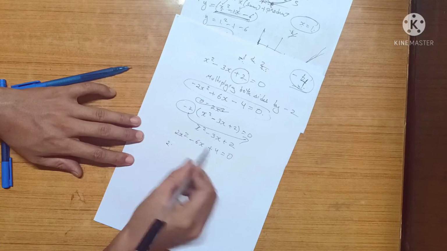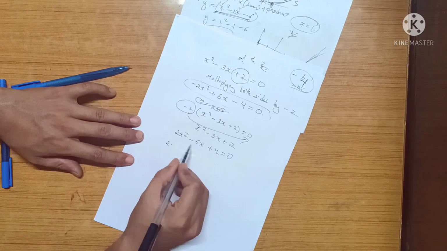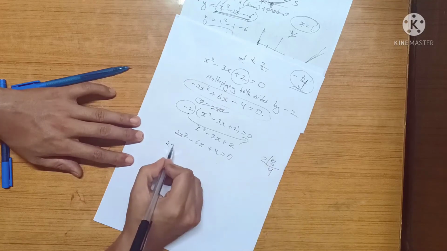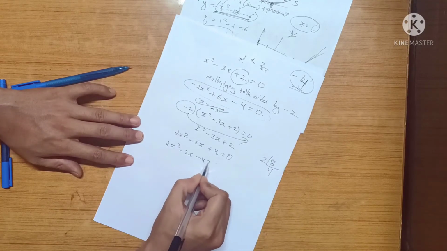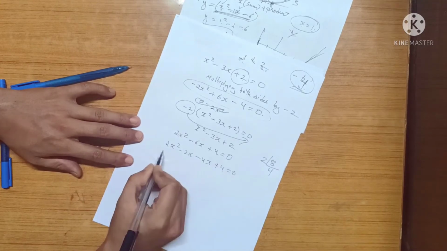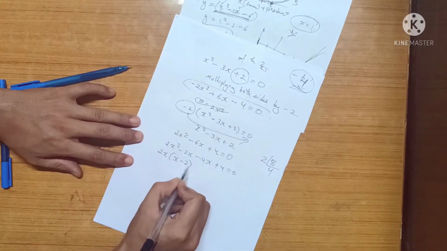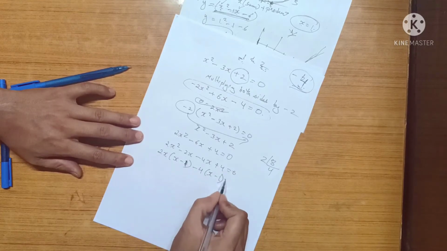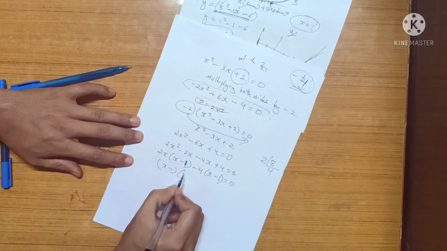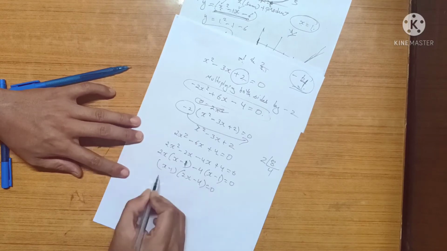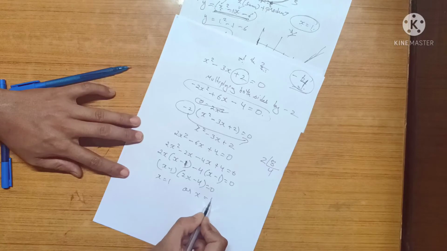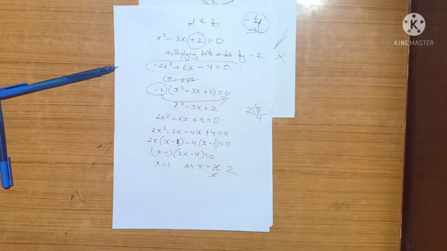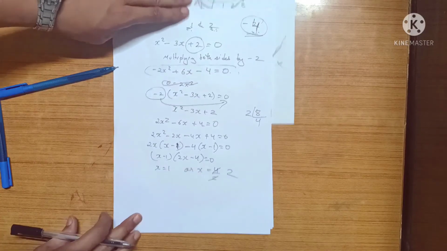Let me show you. 4 2s are 8, so 8, 6. 2 4s are 4 plus 2. So 2x squared minus 2x minus 4x plus 4. So 2x I can take common, x minus 2. 4 I can take common, x minus 1. x minus 1 equals 0. So x minus 1, 2x minus 4, x equals 1, or x equals 4 by 2, which is 2. So we will get 1 and 2 only. So it doesn't actually matter what you multiply and what you don't.